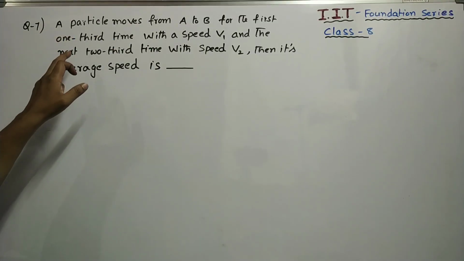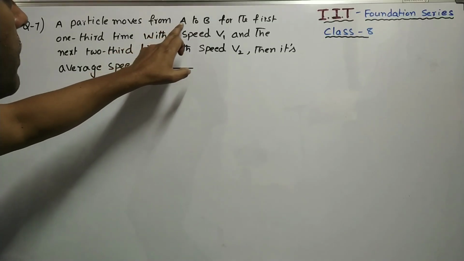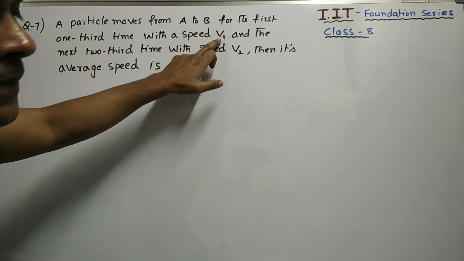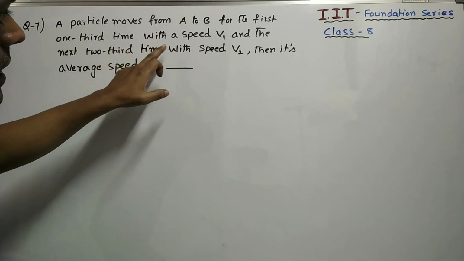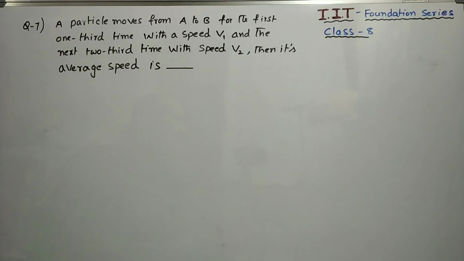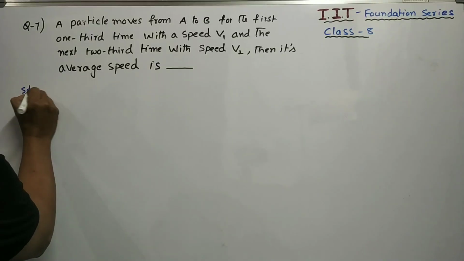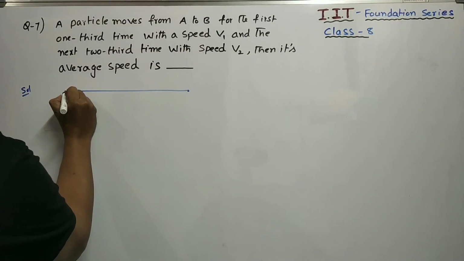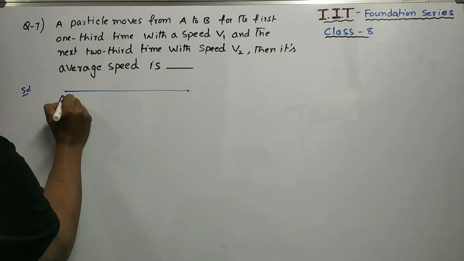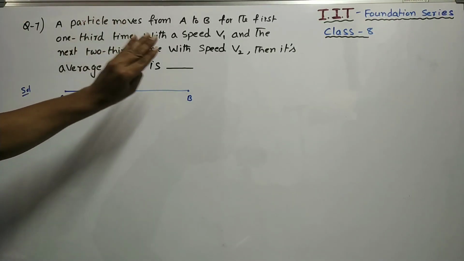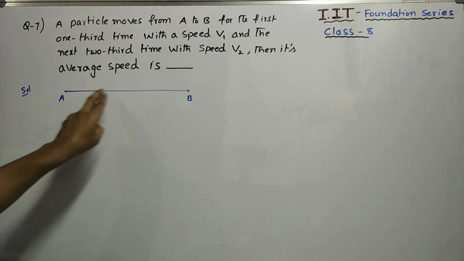The seventh question: a particle moves from A to B for the first 1/3 time with a speed v1 and the next 2/3 time with the speed v2. Then its average speed is... To see, this is the total path in between A and B to be covered by the particle. A particle moves from A to B.